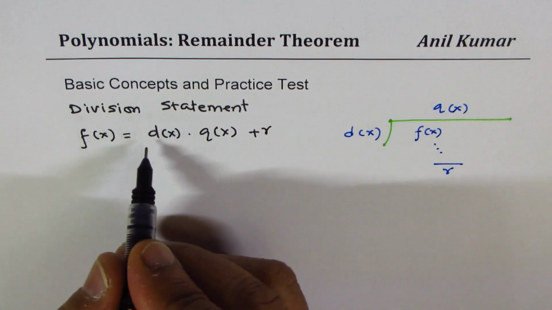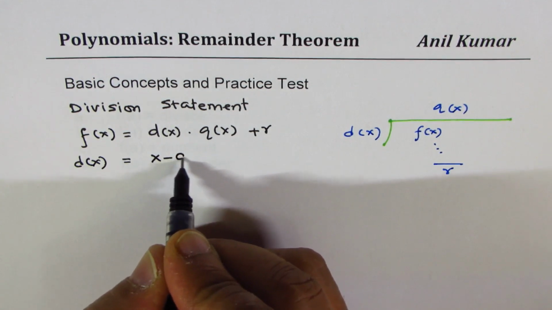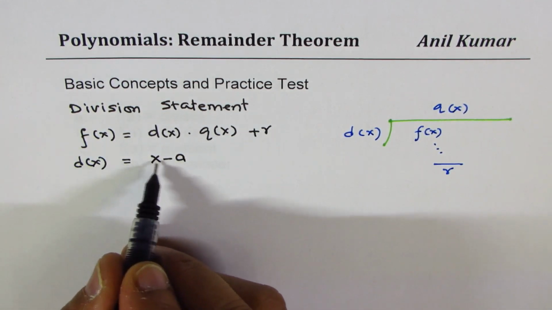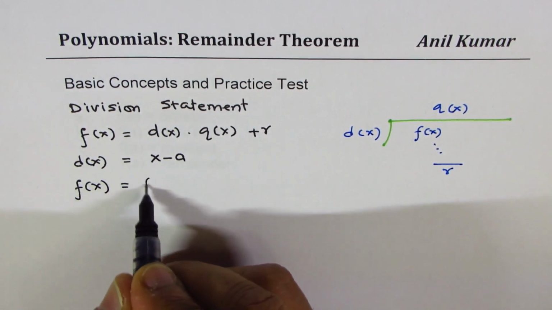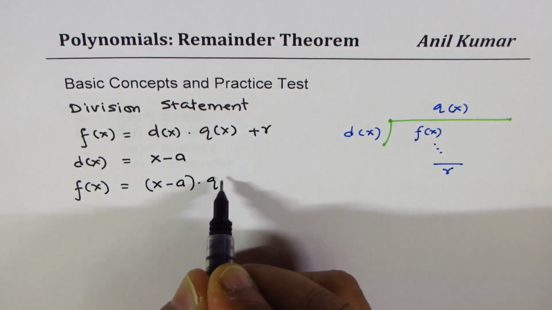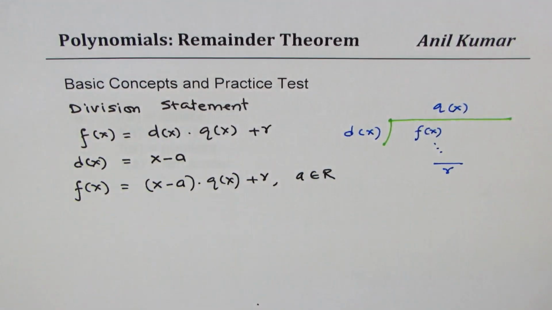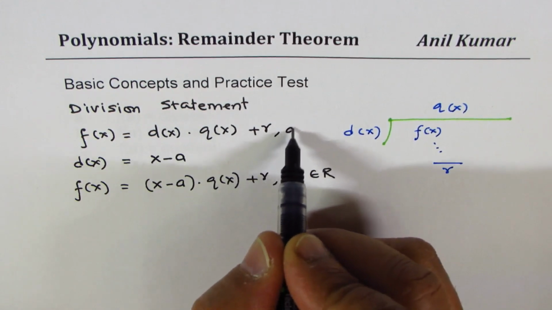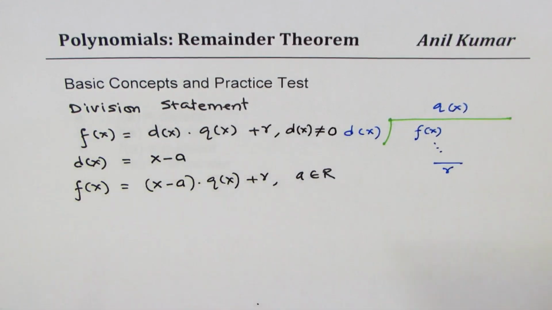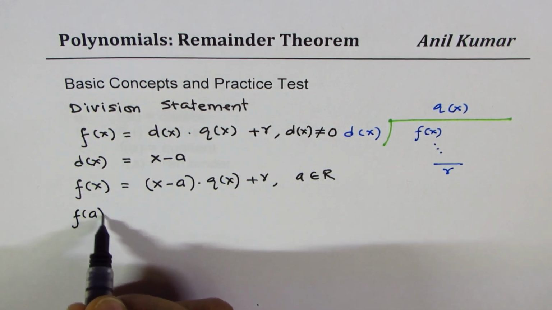Now let us say that the divisor is a linear divisor, x minus a. So let's say d of x is x minus a. In that case, we can write the function as x minus a times q of x plus r, where a belongs to the set of real numbers. Also remember that the divisor d of x is never equal to 0, since you cannot divide by 0. Okay. Now, what is f of a equal to?